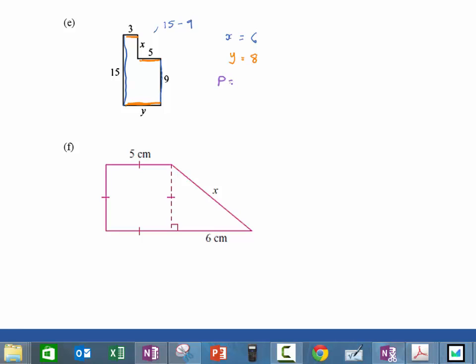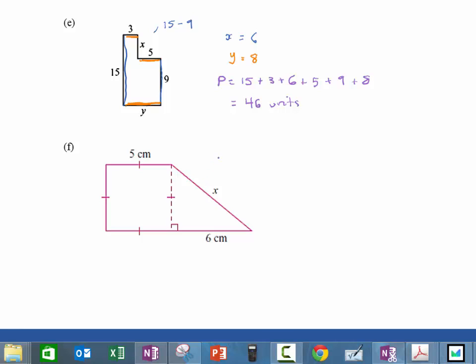So the perimeter is we add up all the sides. So if I start with 15, I'm going to add the 15, the 3, the x, which is 6, the 5, the 9, and the y, which is 8. And we can check 1, 2, 3, 4, 5, 6 sides, so we know we've done it correctly. And we can place that all in our calculator, and you're going to get 46. And there are no units given, so we'll just call that 46 units.